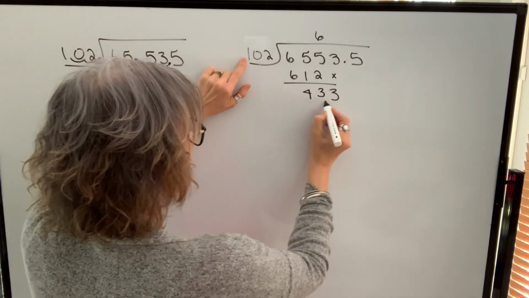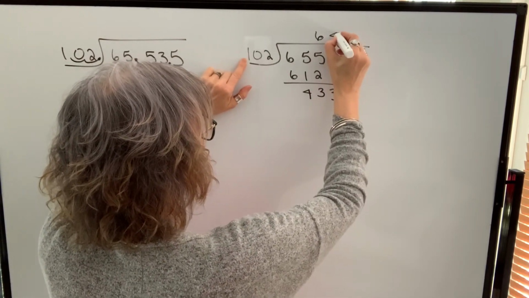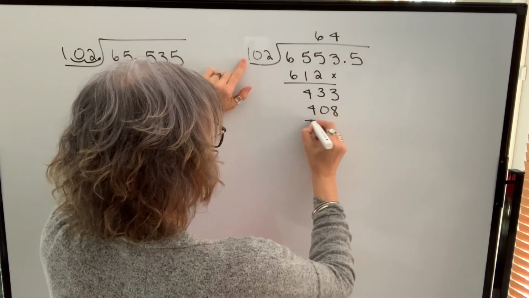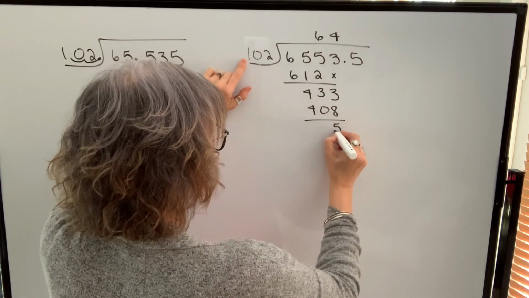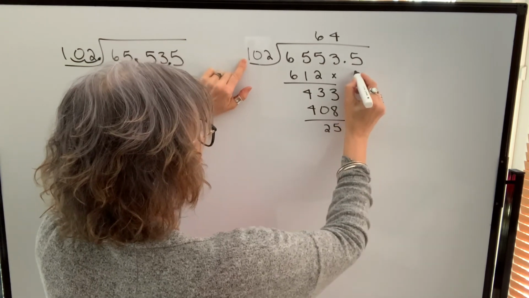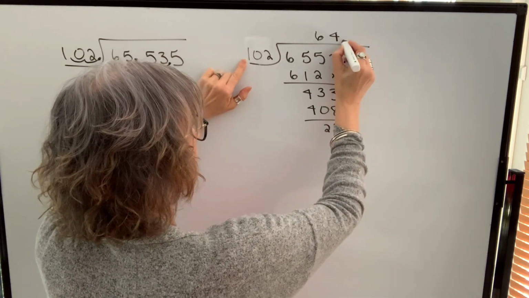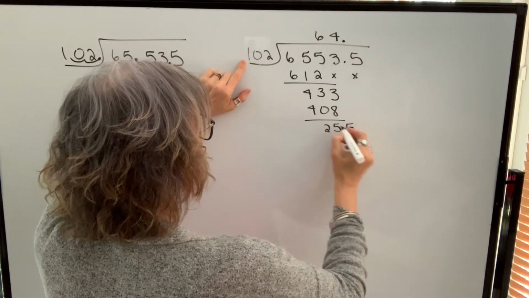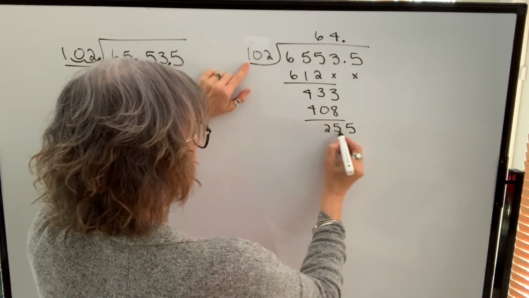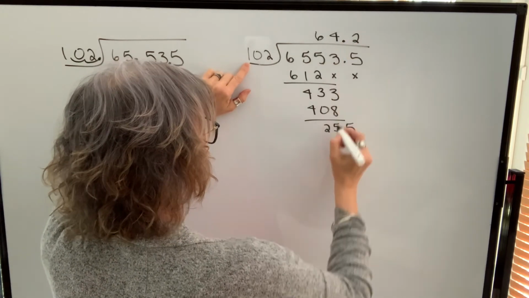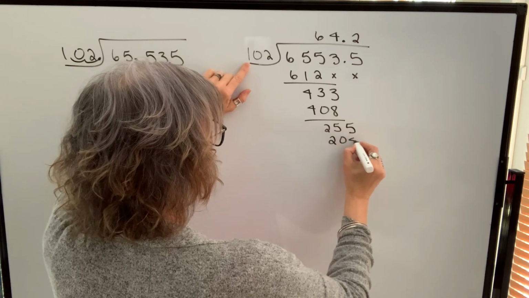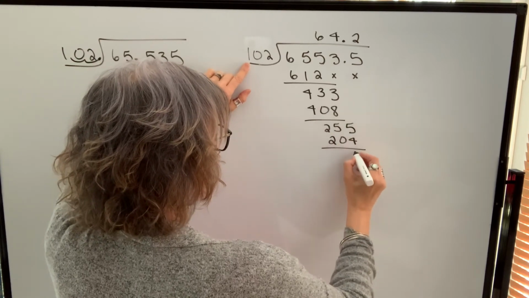102 goes into 433 4 times. And that will be 408. Subtract. Now before I bring down my next digit, I need to put a decimal point in my quotient. Bring down the 5. 102 into 255 2 times, which is 204. Subtract.